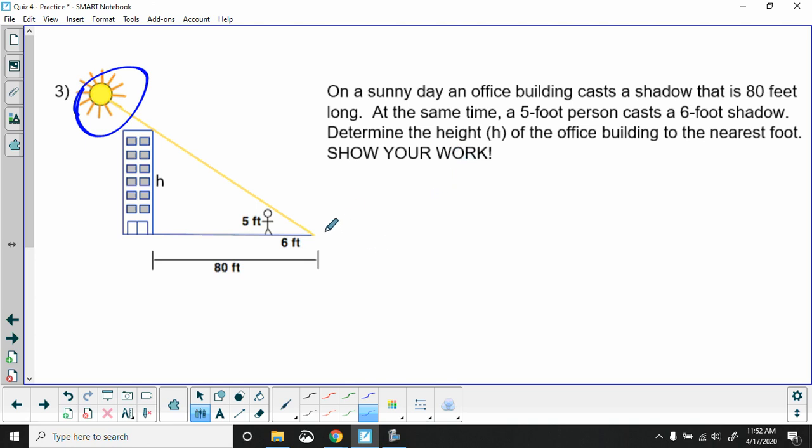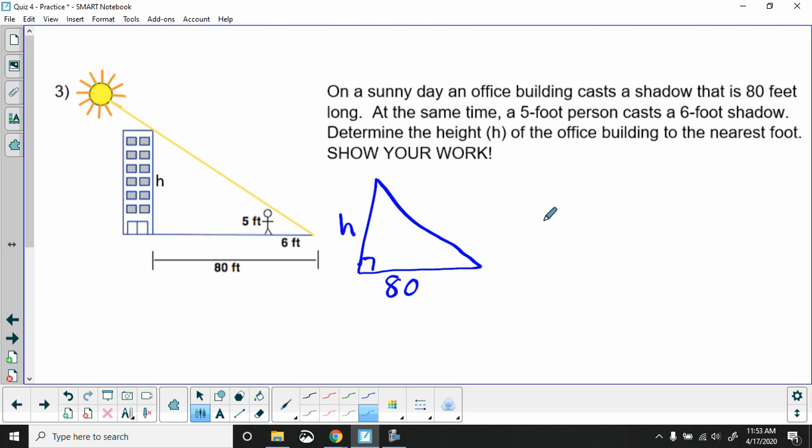You got this little triangle, and you got a big triangle. The big triangle is going to look like this: h with the 80. The little baby triangle is going to look like this: 5 and 6. And it's practically set up to a good proportion. h over 80 equals 5 over 6. So cross multiply, get 6h.